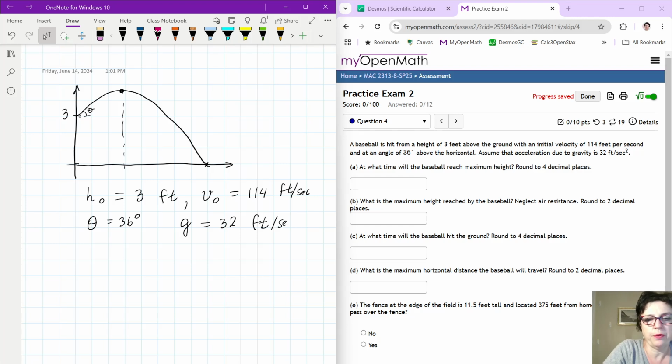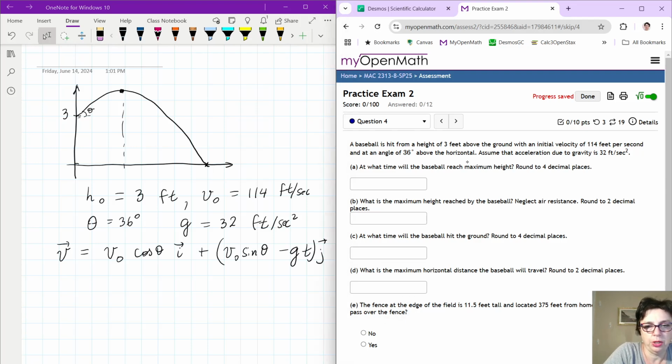By the way, if you are familiar with 9.8, that's when it's meters and seconds. But if it's feet, then it's 32. I will always provide the gravitational constant for you. So what we know generally is that the velocity looks like this, and these formulas are provided for you. The x component is v0 cosine theta, and the y component of velocity is v0 sine theta minus gt. And that's the j component.